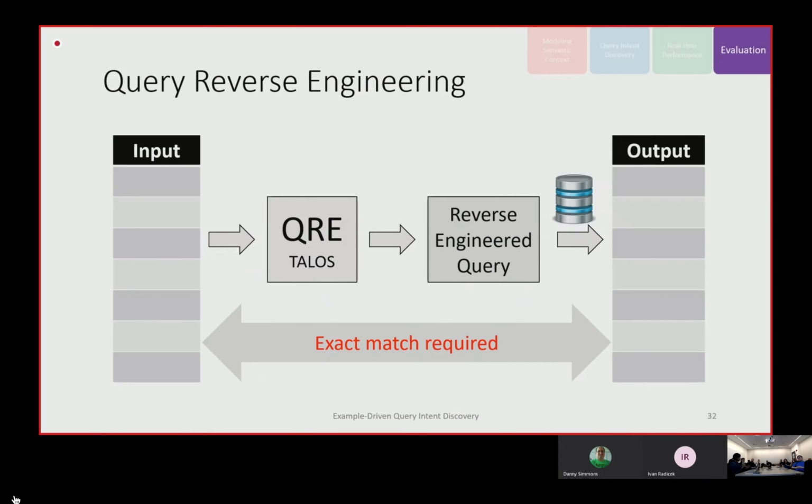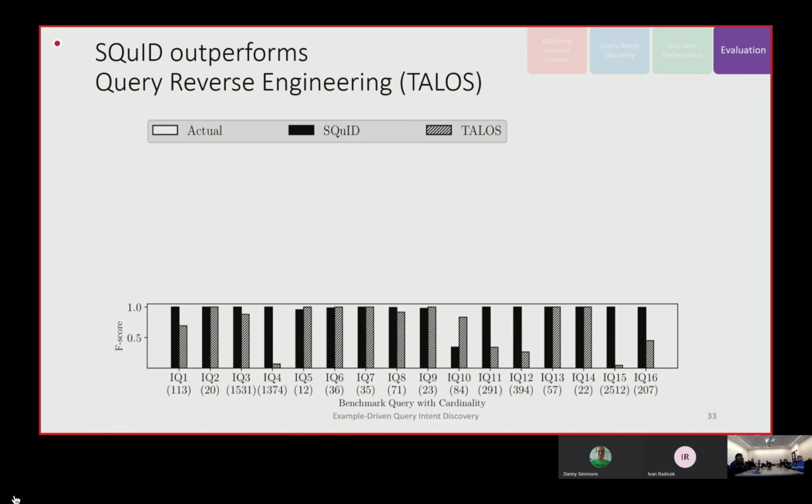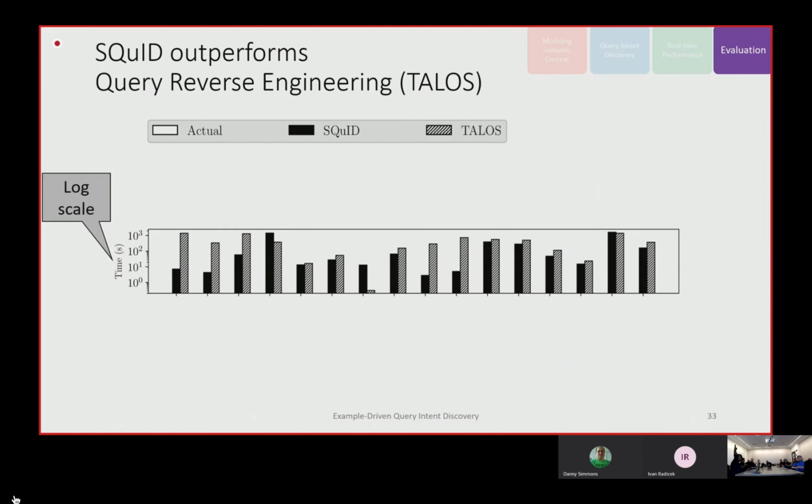So now I will present results comparing SQuID with a query reverse engineering system, but I would like to say what the system is. A query reverse engineering system takes as input the entire query output, not the examples. And it reverse engineers the query, and the output should exactly match the input. An instance of a query reverse engineering system is Talos, and this is what we use for our comparison. We found that when compared with Talos, SQuID is mostly better in terms of F-score, and its inference time is usually faster than Talos.